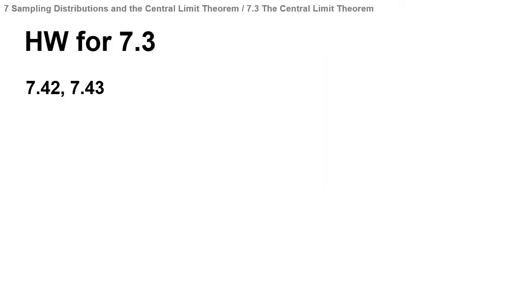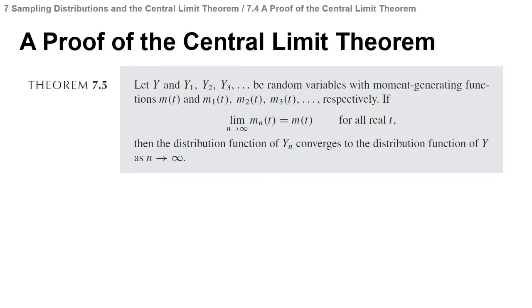And homework for chapter 7.3 are these 7.42 and 7.43. Chapter 7.4 is a proof of the central limit theorem. Okay, so this is the time to show why the central limit theorem is true. We are going to use theorem 7.5. Let's look at what it is.